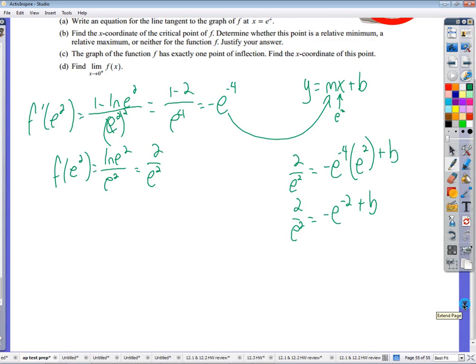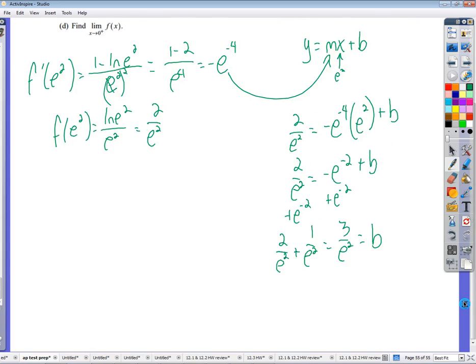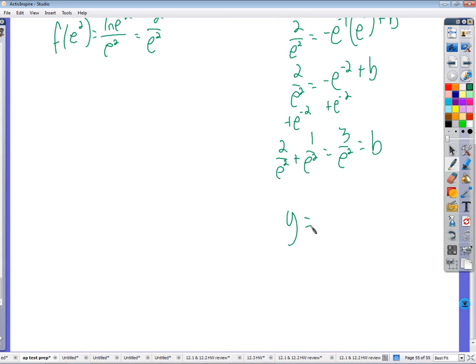Subtract. Plus e to the negative 2 plus e to the negative 2. Right. So let's see, 2 over e squared plus 1 over e squared, right? That's what this is. So 3 over e squared is b. So y equals mx plus b.